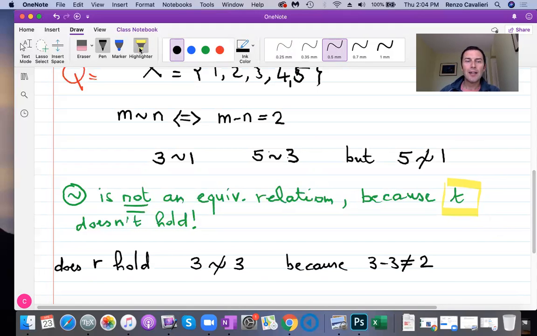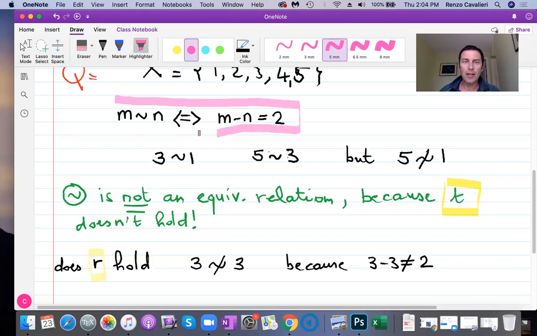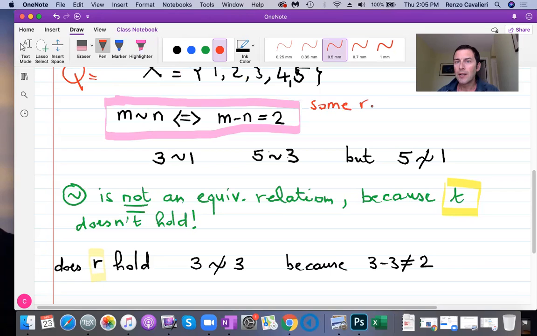So every equivalence relation has to fulfill the R, S, and T rules always, and then "m is equivalent to n if m minus n equals 2" is just like a fourth rule. So this one is some rule, some rule of squiggling, if you want, which does not fulfill the requirements to be called an equivalence relation. It is some rule, but it does not deserve to be called an equivalence relation.